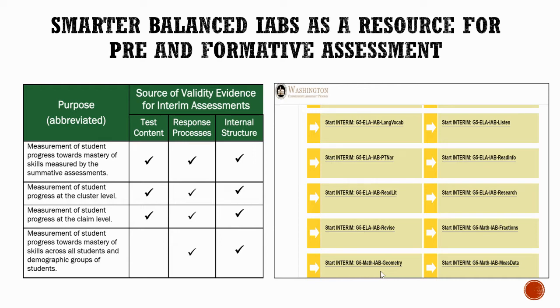Actually taking the IABs can provide a much deeper understanding of the targets and scales for which we are held accountable. They also provide potential pre-informative assessments or inform how we might create our own for our standards-based unit of study.